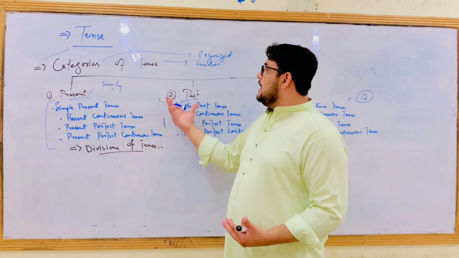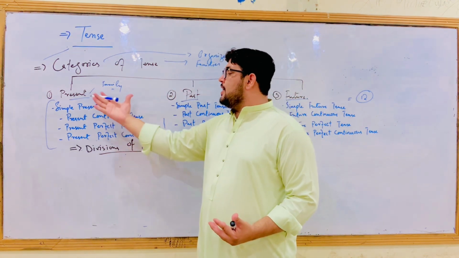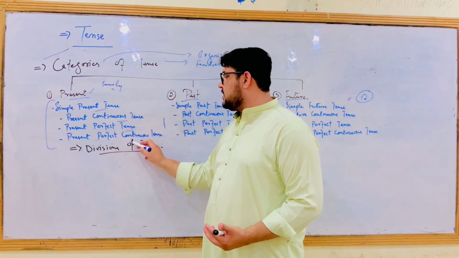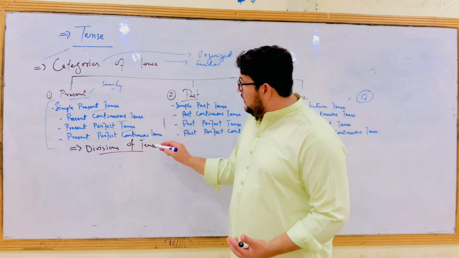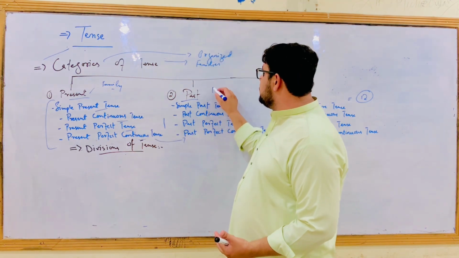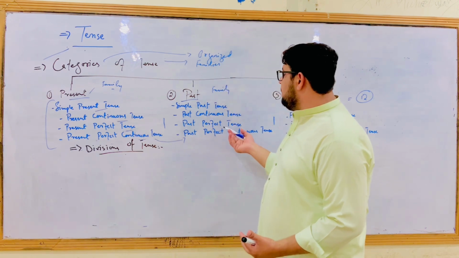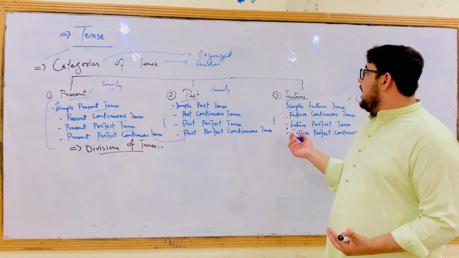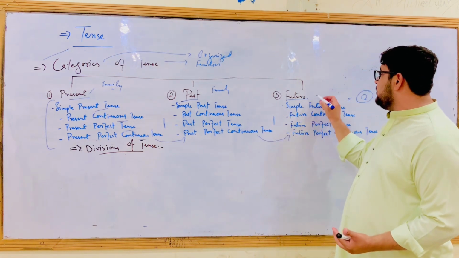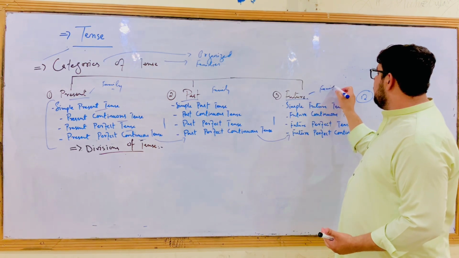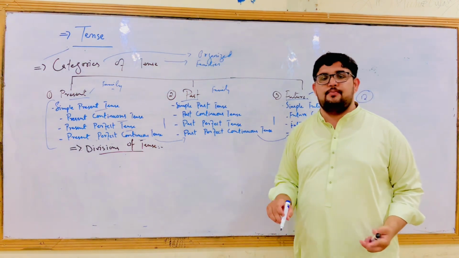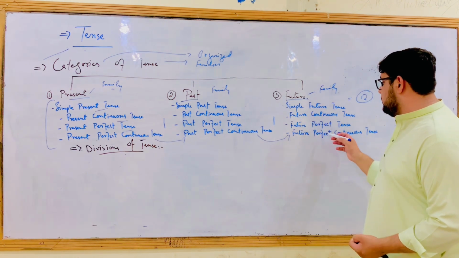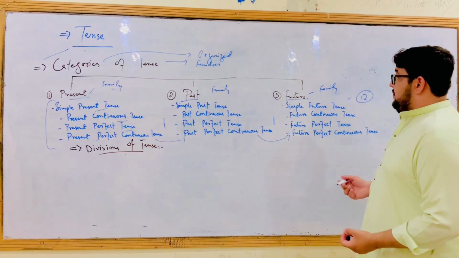They are organized. When we study one family, like present family, in which we study simple present tense, present continuous tense, present perfect tense, and present perfect continuous tense, then we can move towards the second family, which is past family, like simple past tense, past continuous tense, past perfect tense, past perfect continuous tense, and then we move forward towards the third family, which is also comprised of 4 subtypes, like simple future tense, future continuous tense, future perfect tense, and future perfect continuous tense.